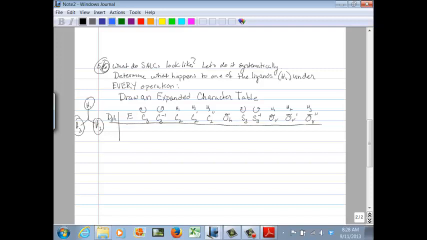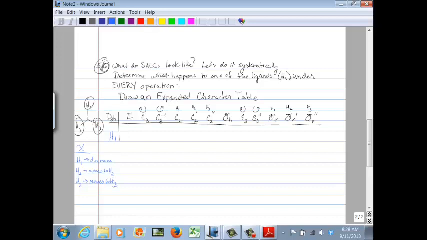And now I'm just going to follow what happens to H1 under each one of these operations. If H1 stays the same, I'm going to call it H1. If it moves to H2, I call it H2. And if it moves to H3, I call it H3. So the characters I'm dealing with are H1 if it does not move, H2 if it moves to H2, and H3 if it moves to H3.